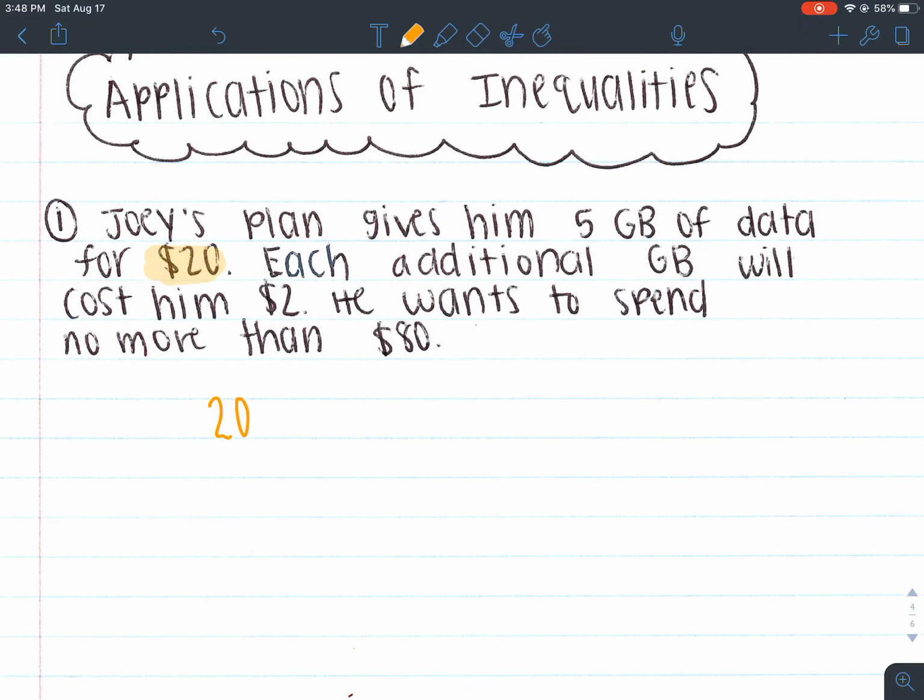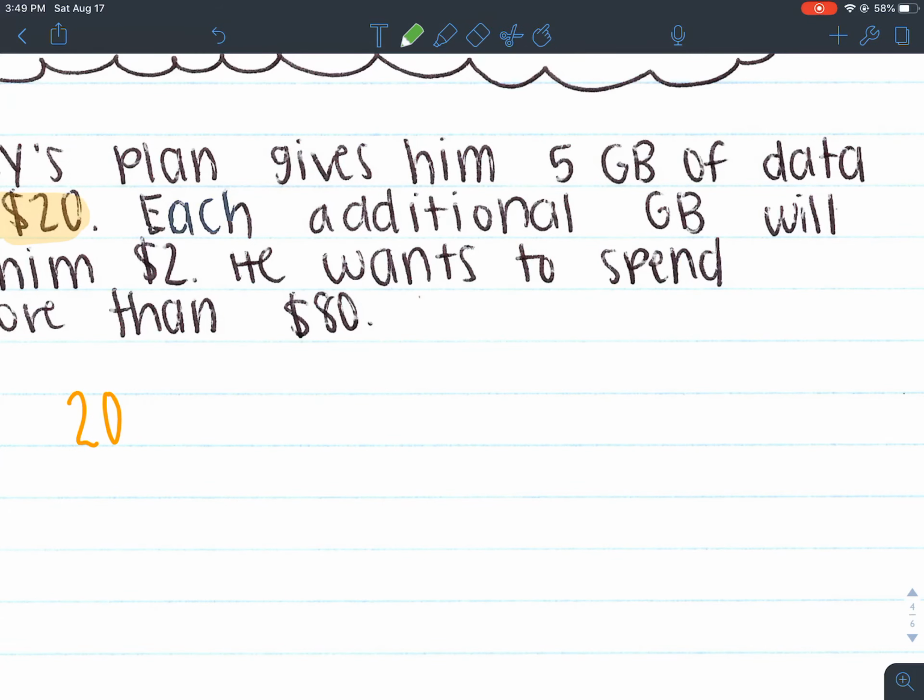Now you're like, well, why didn't you use the 5? I don't need to use the 5. We're not talking about the gigabytes here. We're talking about how much he's spending, right? And then it says each additional gigabyte will cost him $2. He wants to spend no more than $80. So we're trying to figure out what's the most amount of gigabytes he can use. So that means the thing that we don't know is the number of gigabytes.